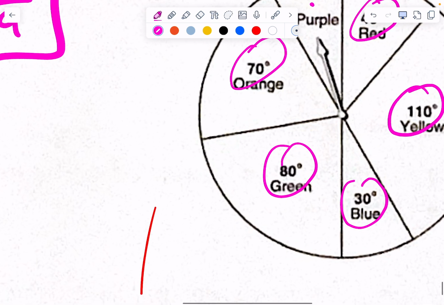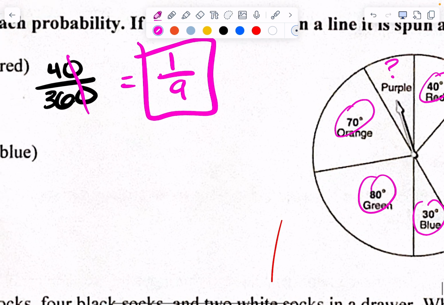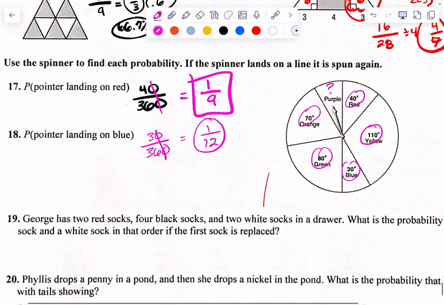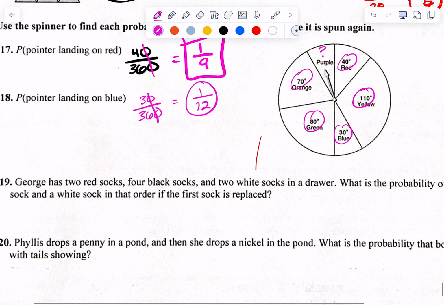This one is pointer landing on blue. 30 out of 360, which, if I cross the 0 out, is 1/12, right? So 1/12 is the second one. Happy with that? 1/9 and 1/12 for those two?